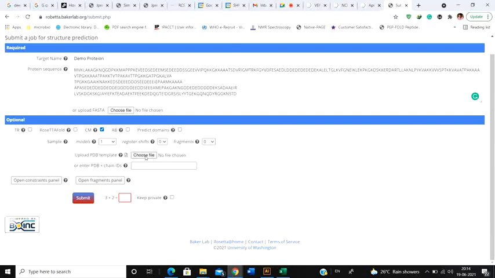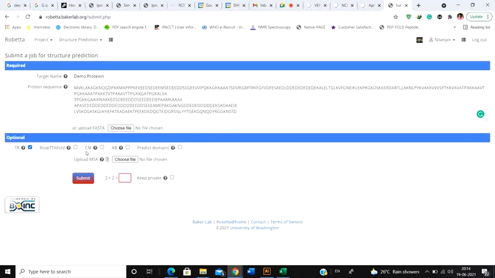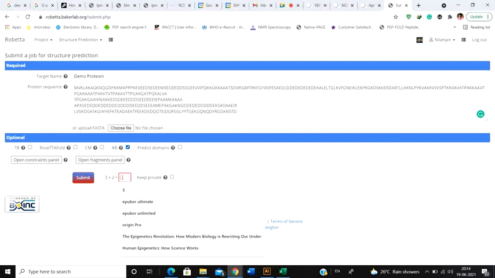Okay, so after that, the main thing you have to select is whether you want to do it for trRosetta or trRosetta fold, or the comparative modeling or the ab initio modeling, like that. And after you've given that, you have to solve this 3 plus 2. See, I have already solved it, the answer is 5, and then simply click on submit. If you click on submit, it's going to get deposited, and depending upon the protein sequence length and the load on the server, it's going to predict the structure.